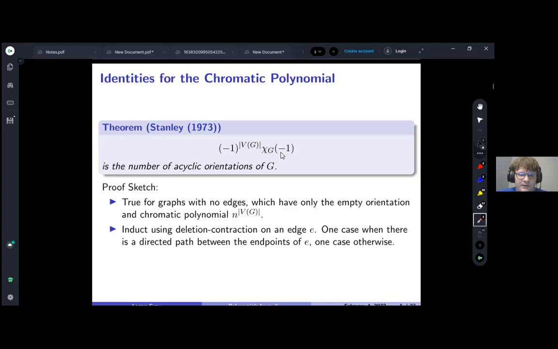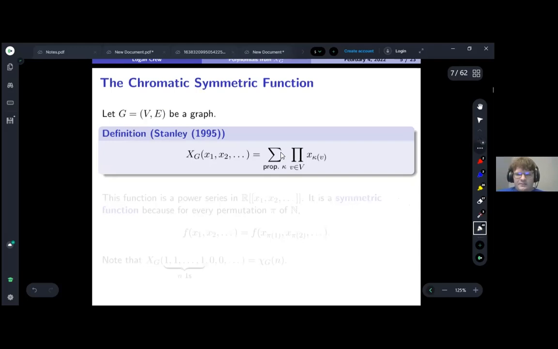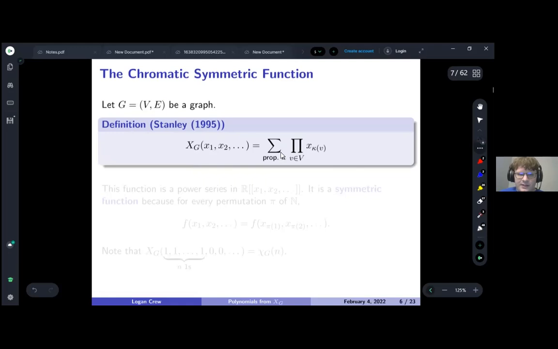I won't go through this full proof here, but the proof sketches, this is where we could use the inductive style of proof. For graphs with no edges, it is easy to check that we have an empty orientation on the edges as the only orientation, and this works out. And in between, if we are going to delete and contract an edge E, basically we show that the number of acyclic orientations works across. There's 2 basic cases. If we have a directed path between the endpoints, then there's only 1 possible orientation for E and not the other. And if there's no such directed path, then we're going to end up counting a couple of different orientations, but the arithmetic property is going to work out there. So the chromatic polynomial contains some surprising information sometimes. And that is why, in part, we want to generalize it to a symmetric function.